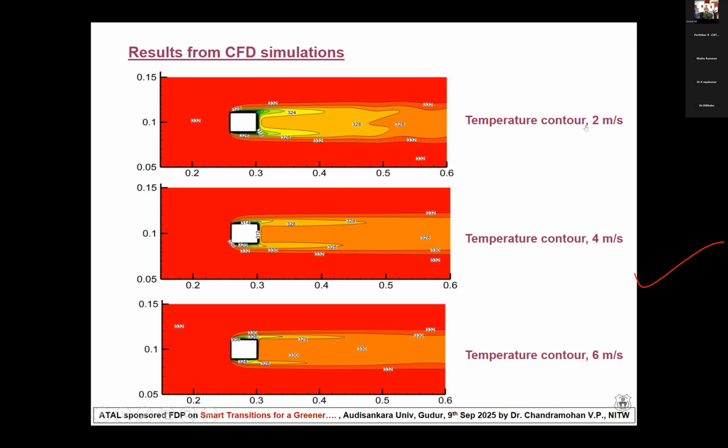When the velocity is 2 meter per second, the temperature profiles are almost symmetrical, but a slight wavy nature is there. When the air velocity is 4 meter per second, the symmetry will be slightly varied. But anyway, the profile is almost a stable profile. When the velocity is increased to 6 meter per second, the profile is almost the same as at 4 meter per second, but the boundary layer developed over the food product is slightly less because of the higher velocity.